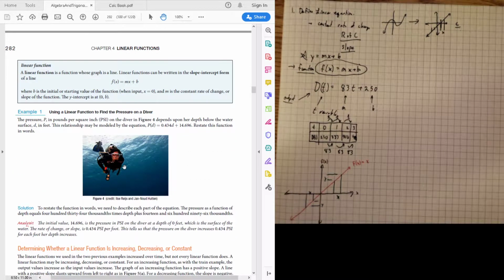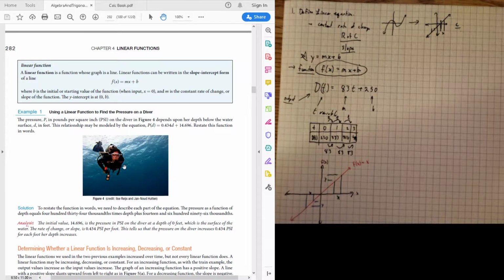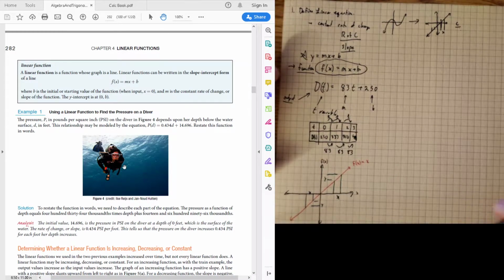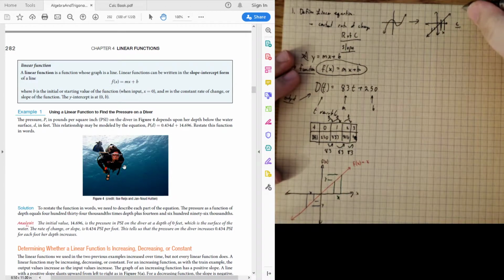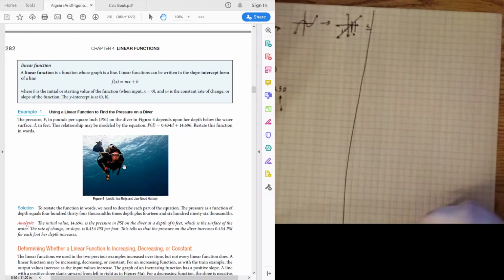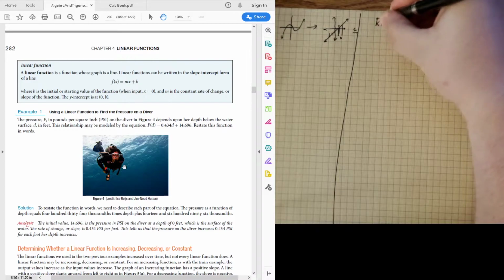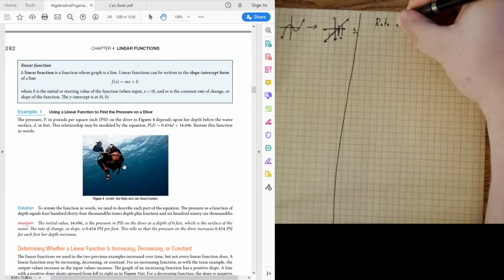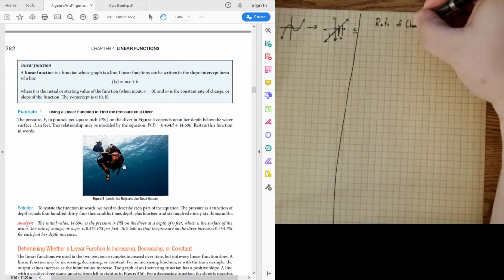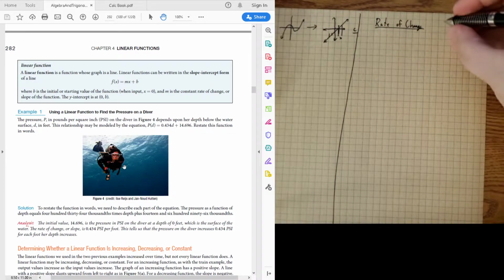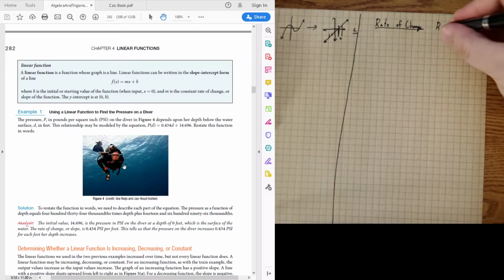Okay, next piece. Anytime you talk about a line, the next piece of algebra comes up. Beautiful line, thank you. All right, rate of change. As I prefer to abbreviate it, ROC. Or if you're really fancy, slope.